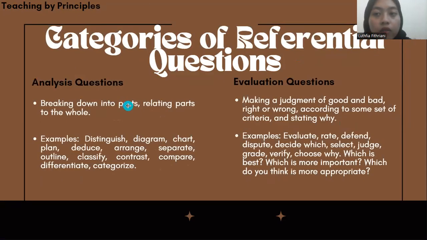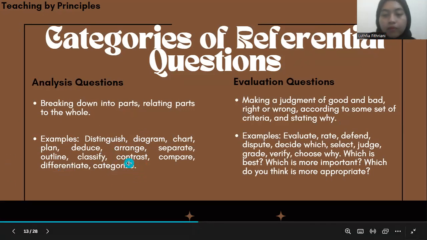The next category of referential question is analysis question. In analysis questions, the students are breaking down into parts, relating part to the whole. For example, the teacher can ask the student to distinguish or classify, categorize, differentiate, and etc.